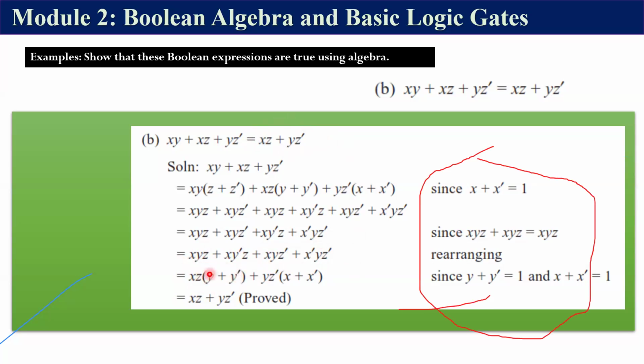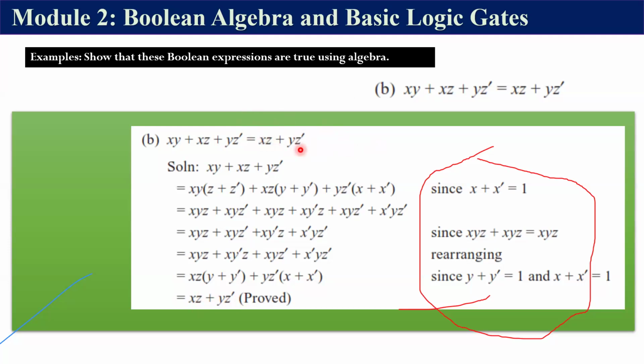Then we have this xz, y plus y prime in these two. And we have yz prime. Then we have x and x. So the whole of this is 1, the whole of this is 1. And then coming here, we have exactly what we are trying to prove up here.